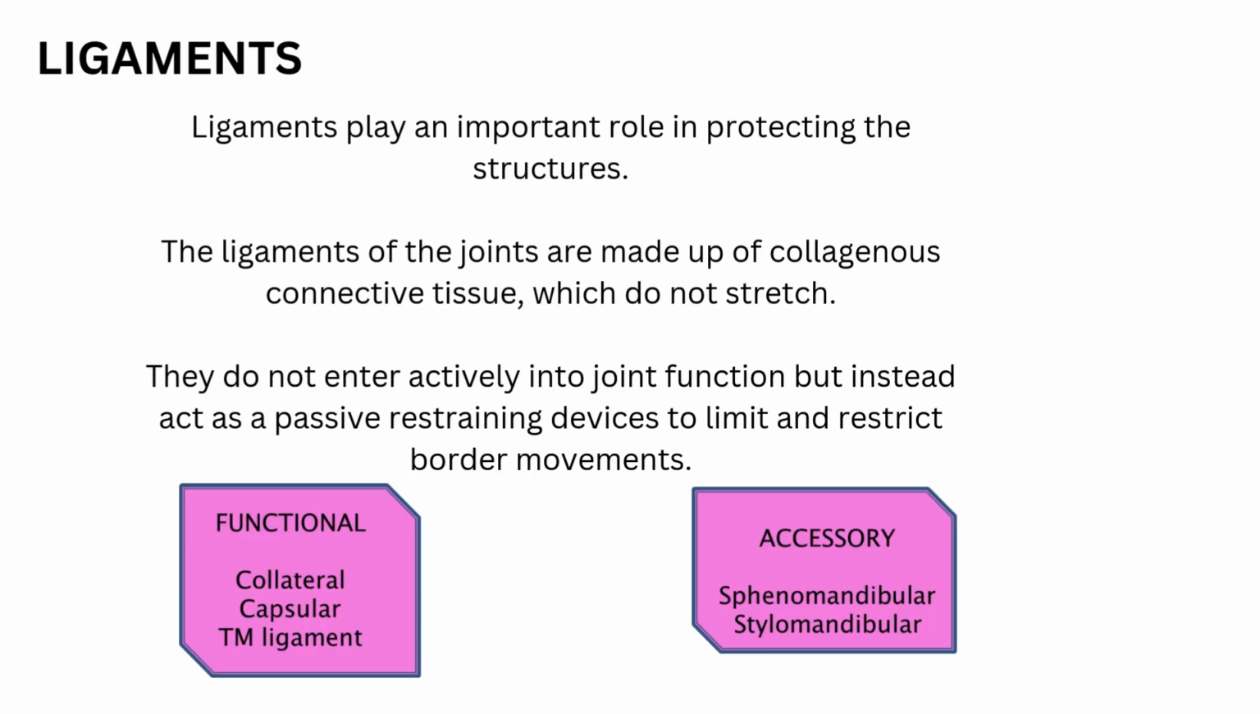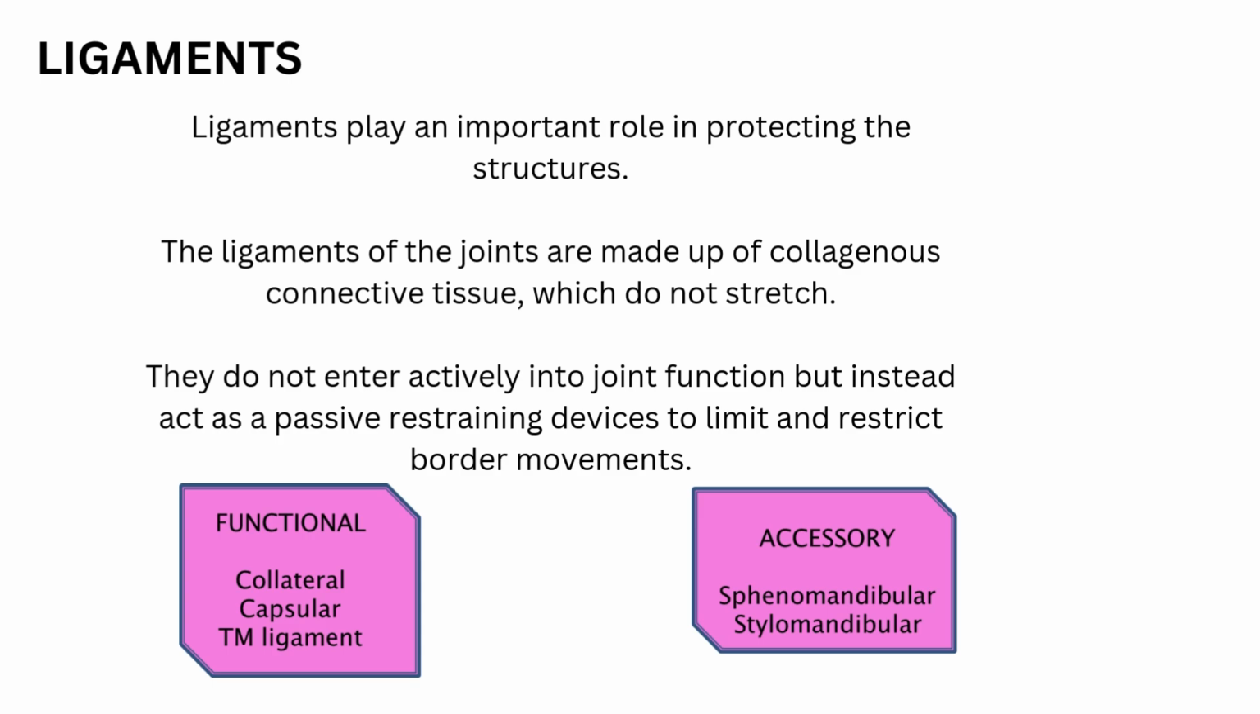Now let's talk about the ligaments. Alright, ligaments play an important role in protecting the structure. Okay, they do not actively participate in joint movements but act as a passive restraining device that limits and restricts border movements, so that every time you open your mouth you don't end up popping the condyle out of the cavity. Alright, and these ligaments are made up of collagenous connective tissue so that they do not stretch.